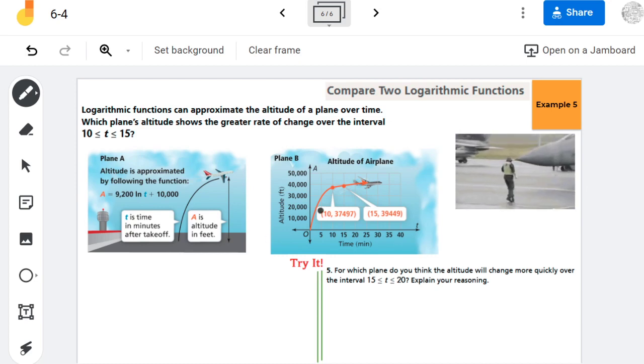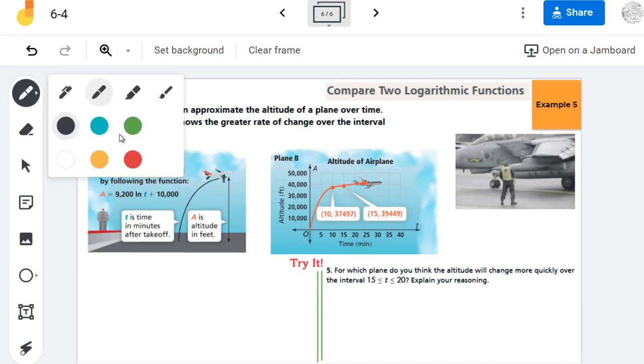Our problem says that logarithmic functions can approximate the altitude of a plane over time, right? Because planes take off at a very steep angle and then tend to flatten out a little bit, right? And they want to know which plane's altitude shows the greater rate of change over the interval.